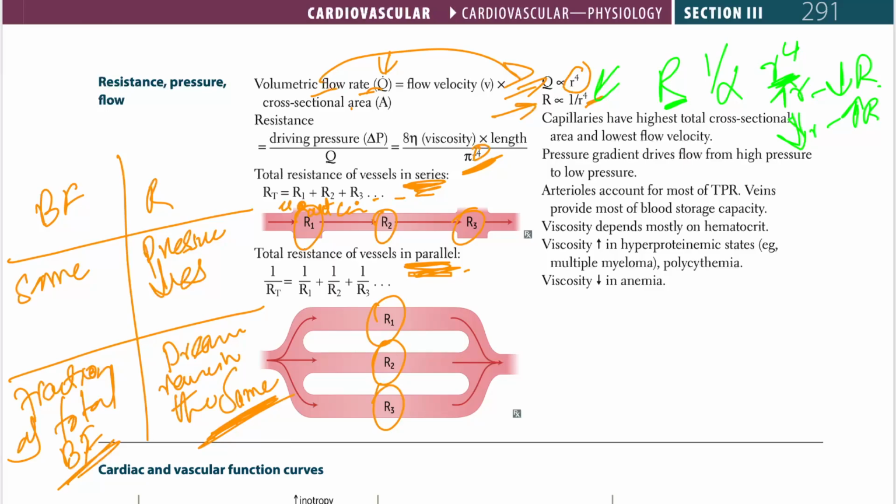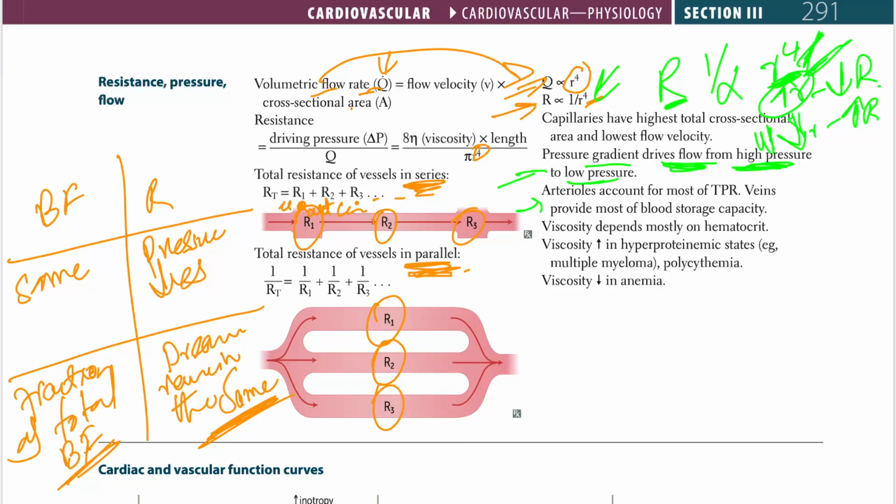And what does increasing radius mean? Basically more dilation of the vessel versus more constriction of the vessel. You just gotta know this: resistance is inversely proportional to the radius. Now the next thing is that the pressure gradient drives flow from high pressure to low pressure. High yield. The pressure gradient would drive the flow from the high pressure to the lower pressure.